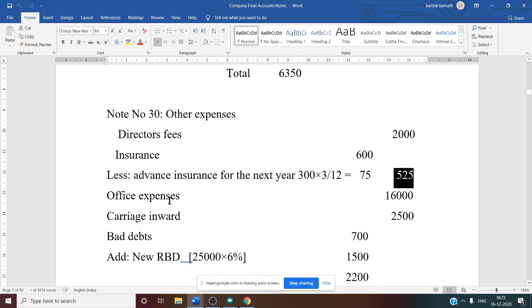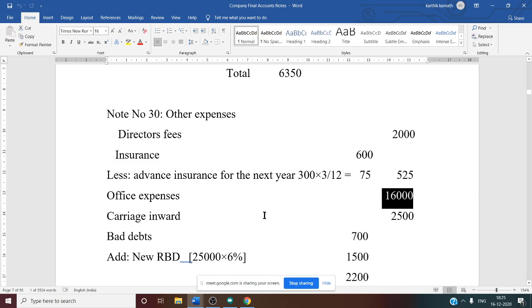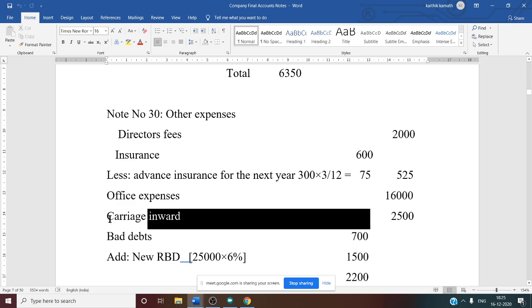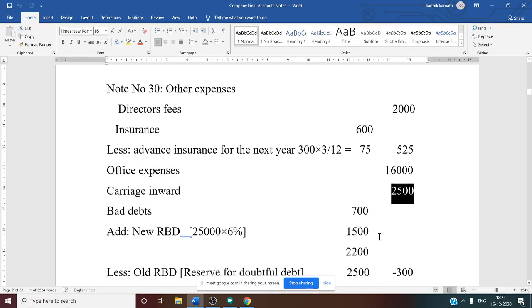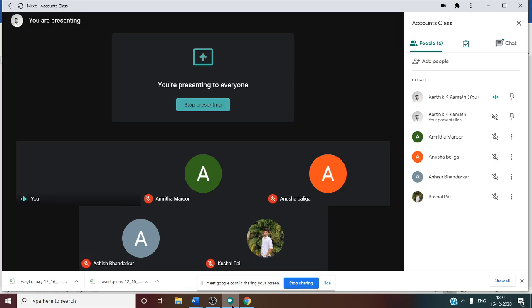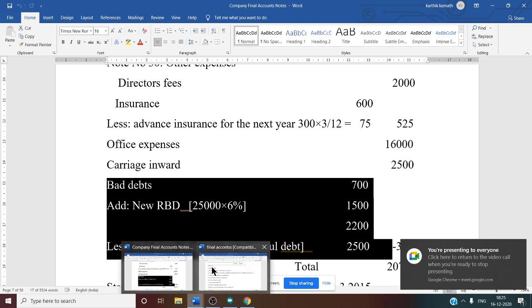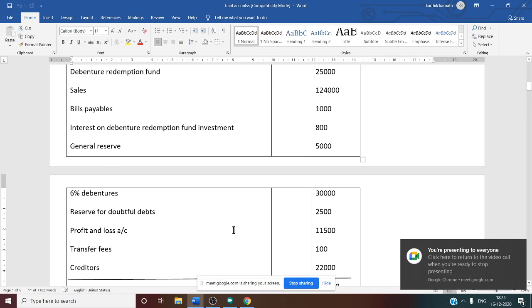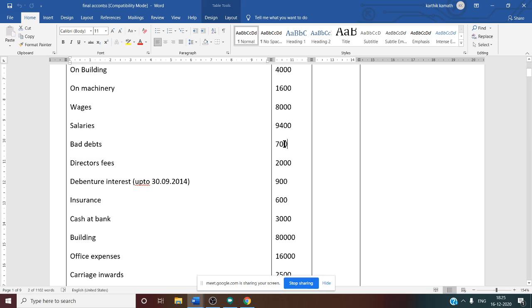Insurance. Next, office expenses. Office expenses directly from the trial balance, no other adjustment, it is other expense. You have to write it. Then carriage inward, again it is other expense, you have to write in the outer column, that is 2500. But now a very important calculation is of bad debt. See this. Bad debt calculation is very important. So now for bad debt, we have to see the question. Bad debt in the trial balance is 700. So first you write this amount in the inner column. Bad debt 700 we have written.